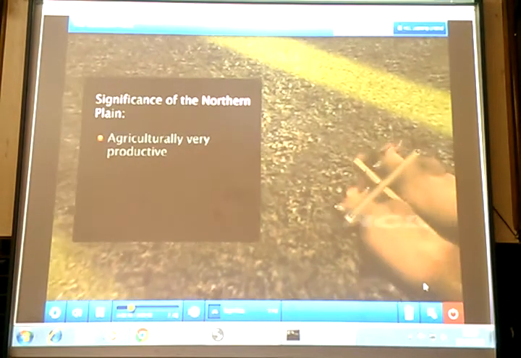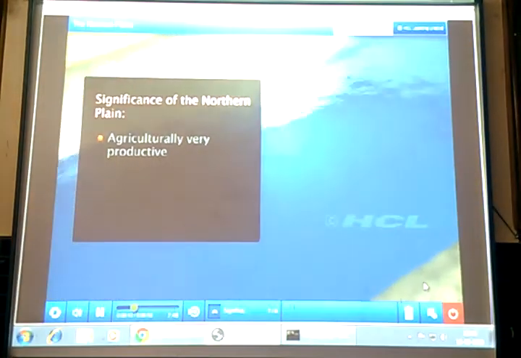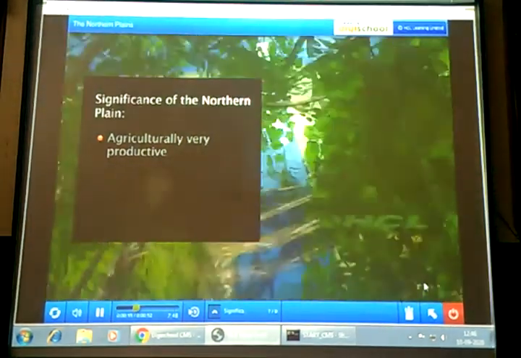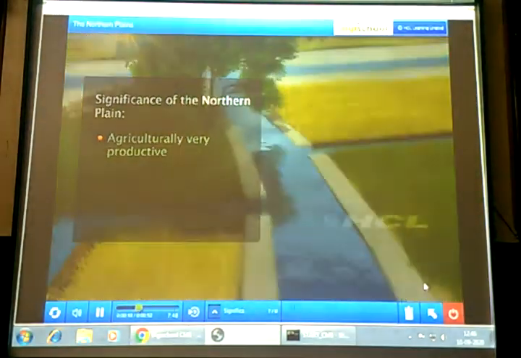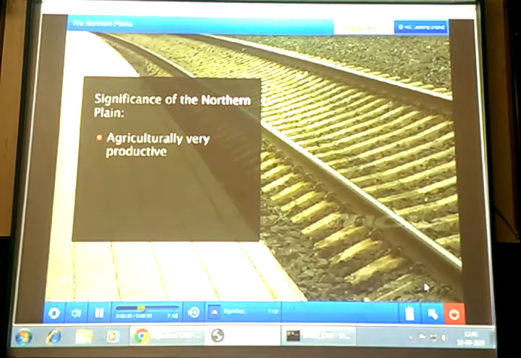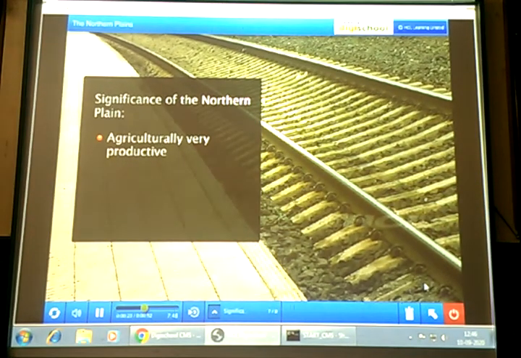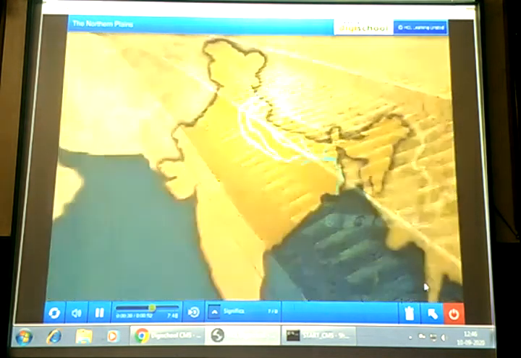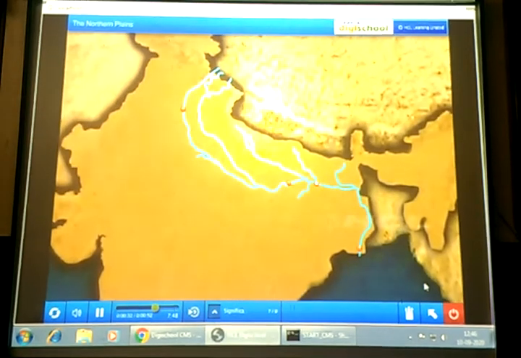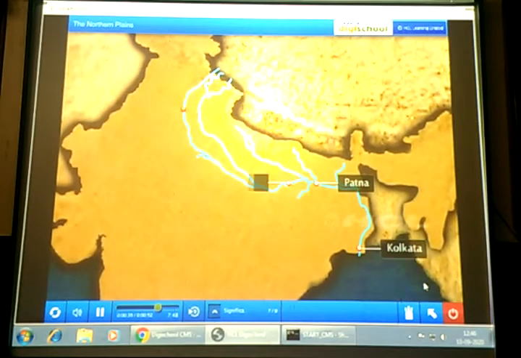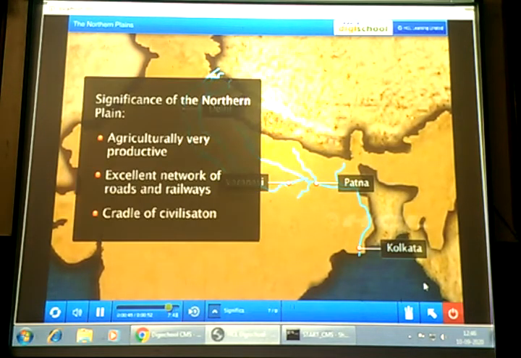Fertile soil, adequate water supply, and favorable climate have made the northern plain agriculturally very productive. The features of the northern plain have promoted the growth and development of an excellent network of roads and railways. Many old cities such as Patna, Kolkata, Varanasi, and Delhi have been built on the banks of the rivers that flow here. Due to this, the northern plain is called the cradle of civilization.